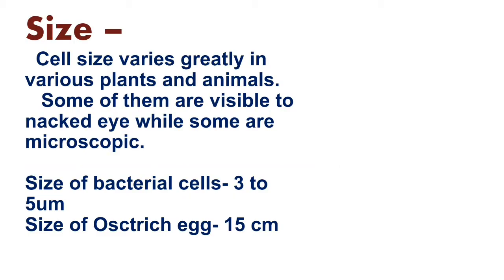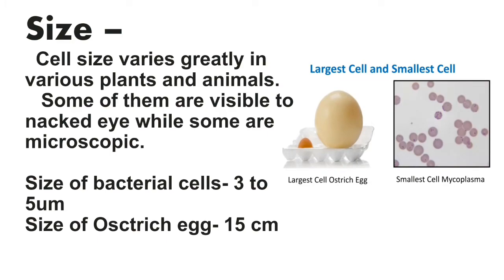Size. Cell size varies greatly in various plants and animals. Some of them are visible to the naked eye while some are microscopic. Size of bacterial cells is 3 to 5 μm. Size of an ostrich egg is 15 cm.